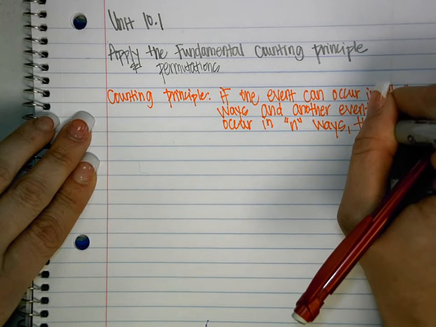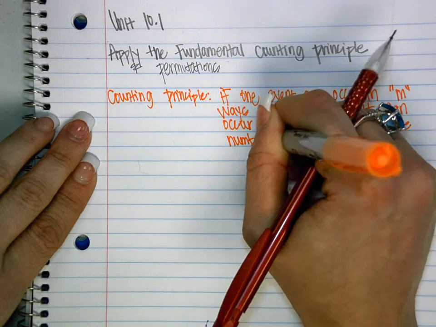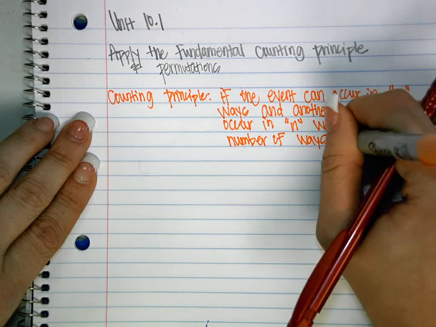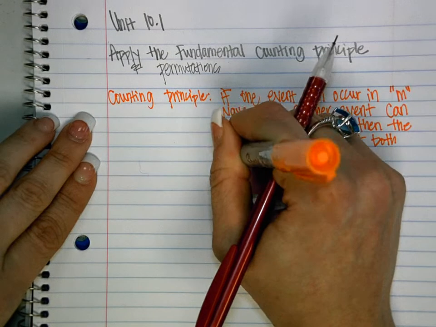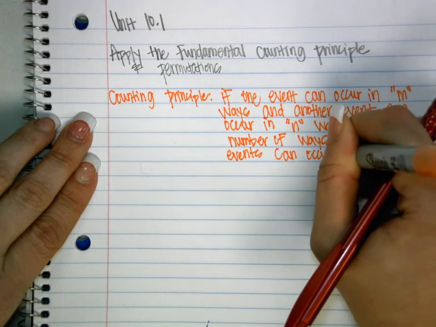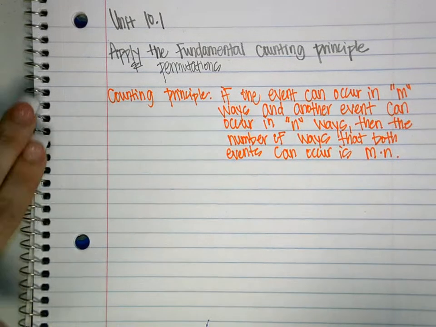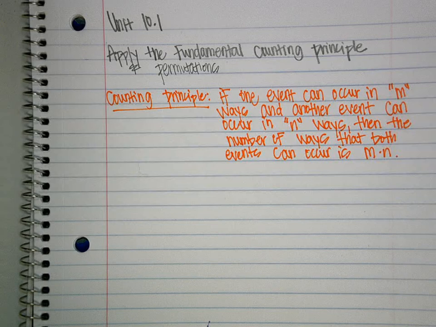then the number of ways that both events can occur is M multiplied by N. So if one event can occur in M ways and another event can occur in N ways, then the number of ways that both events can occur is M multiplied by N.